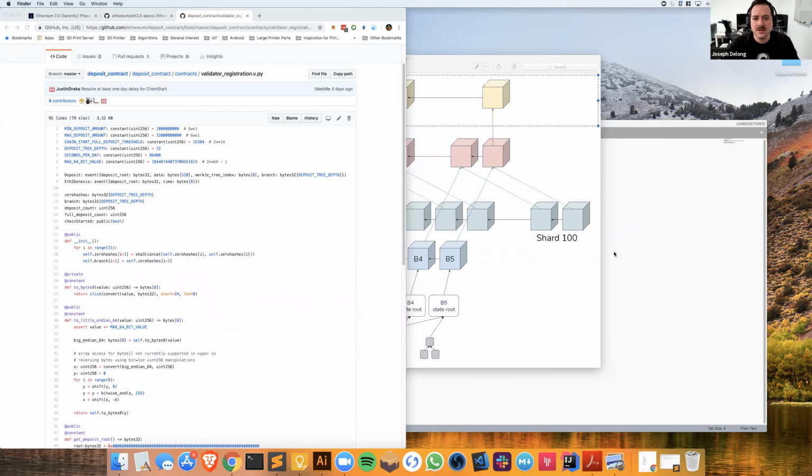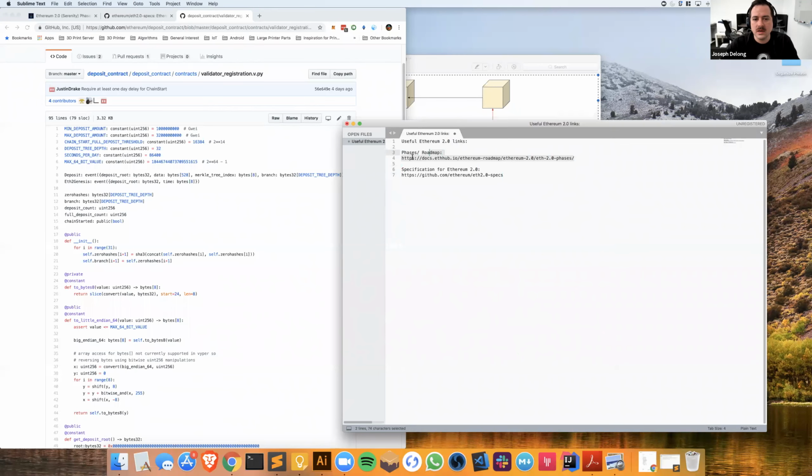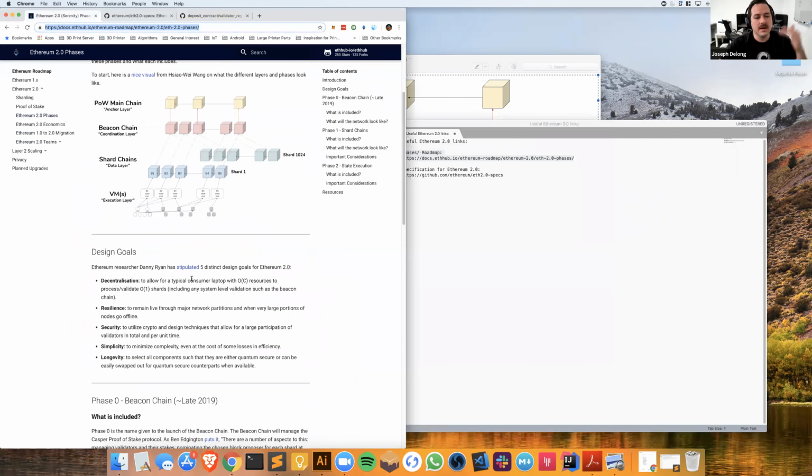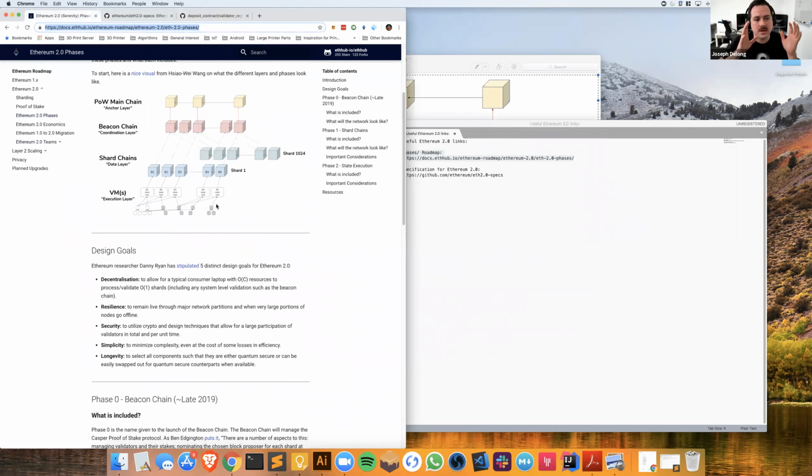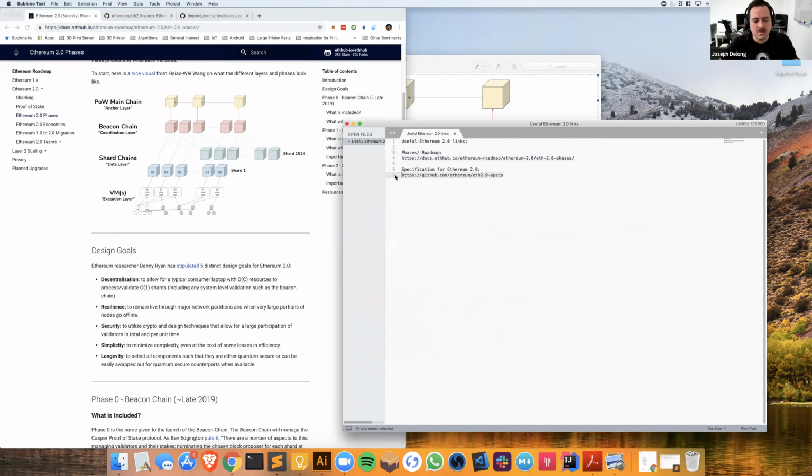So there's the contract. I've actually grabbed some links. This one is phases and roadmap. I think this is a really useful link to have. It lays out the design goals for each phase, and gives a clear vision of where they're going. There are still a lot of unanswered questions, and that's why having core developers, additional hands, additional smart people working on something like that would be really useful. And then here's the one for the spec. These are being written right now, and they're being versioned once a week.